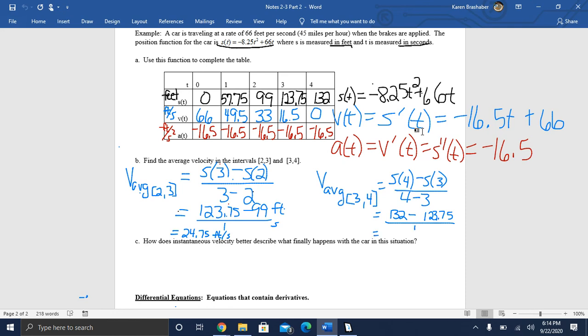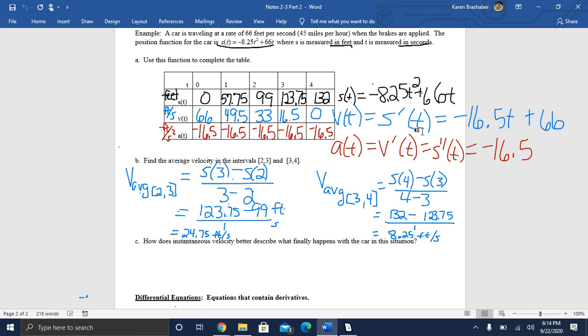And so that would give us an average velocity of 8.25 feet per second. And so as you look at the average velocities and you consider question C, now I'm not going to write out question C for you. I'll talk about it. I'll have it on the answer key that's posted online for your notes.